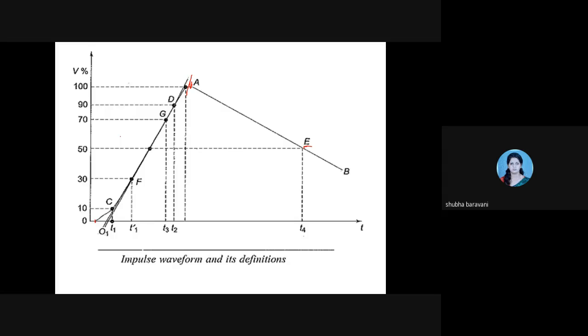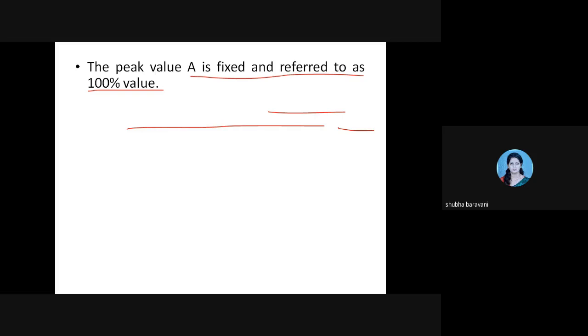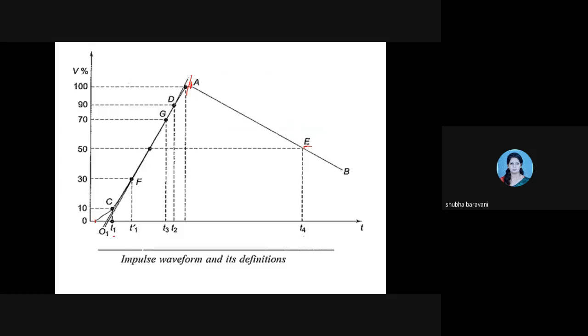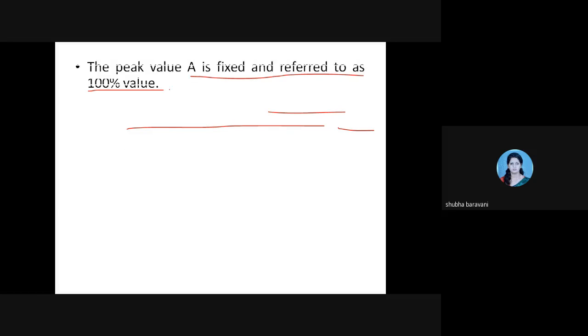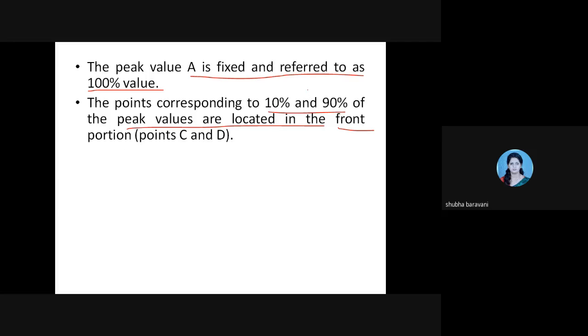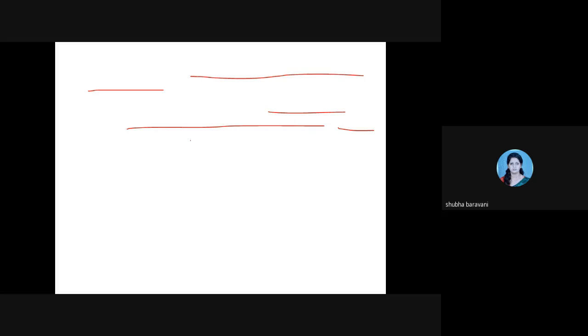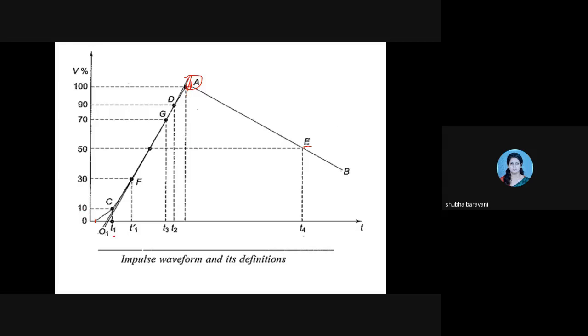Right, so we'll now go on defining what is this T1, T2, T3 and all. The peak value A is fixed and is referred to as 100% of the value, so point A is your peak value. Next, the points corresponding to 10 and 90% of the peak values are located in the front portion. I told you what the front portion is: from 0 to A is your wave front. Point C is 10% of the peak value and point D is 90% of the peak value.